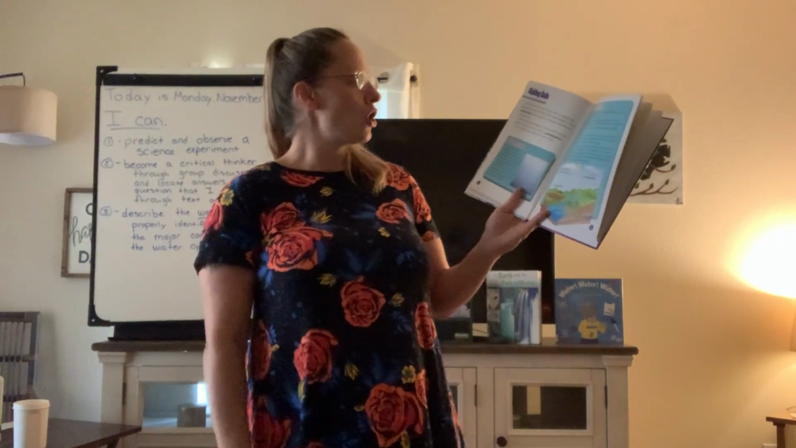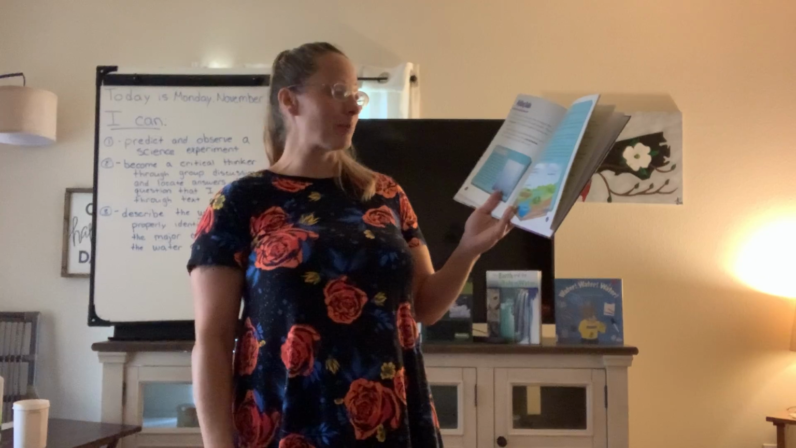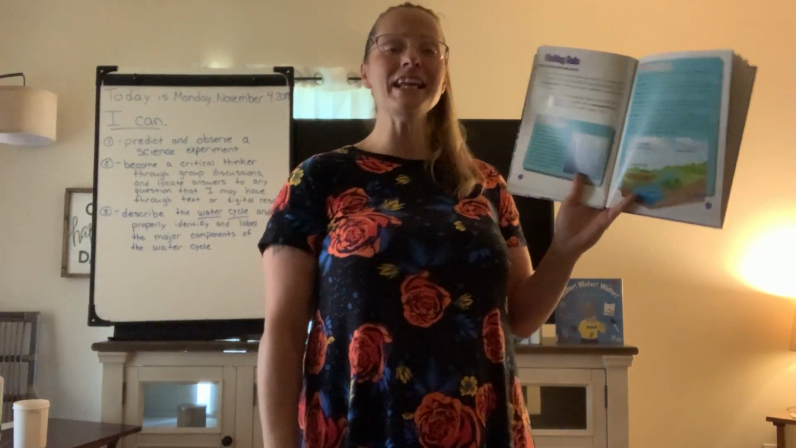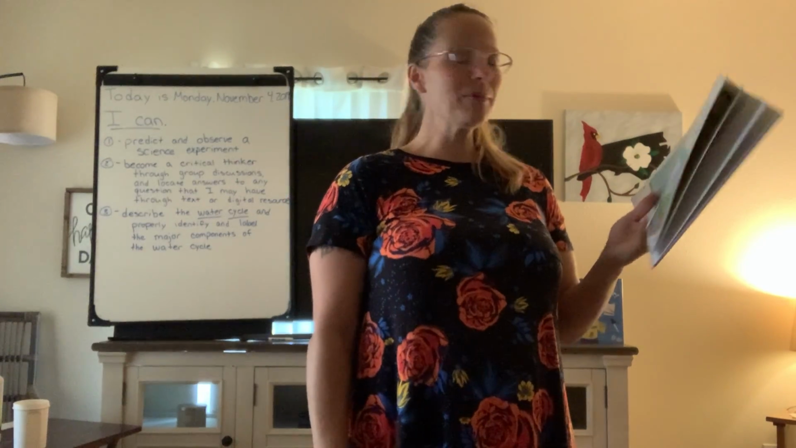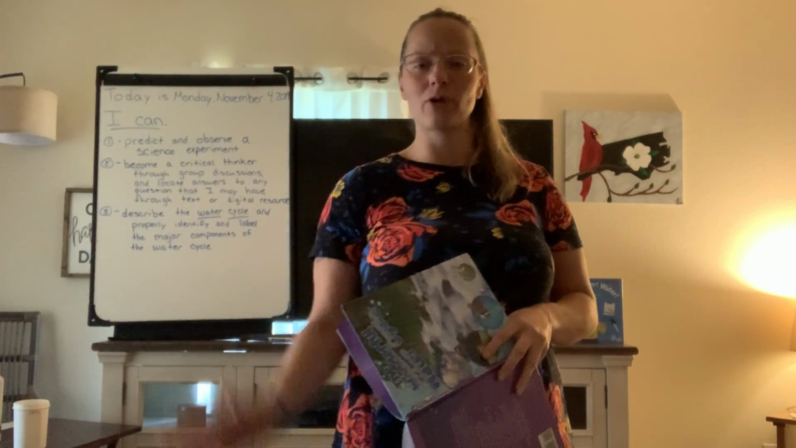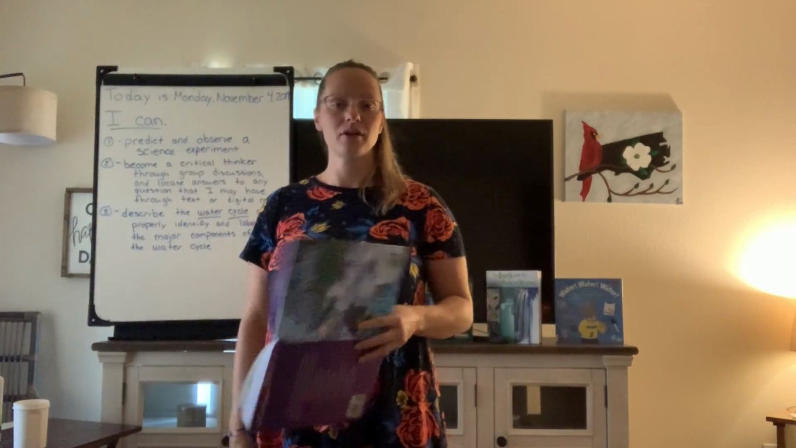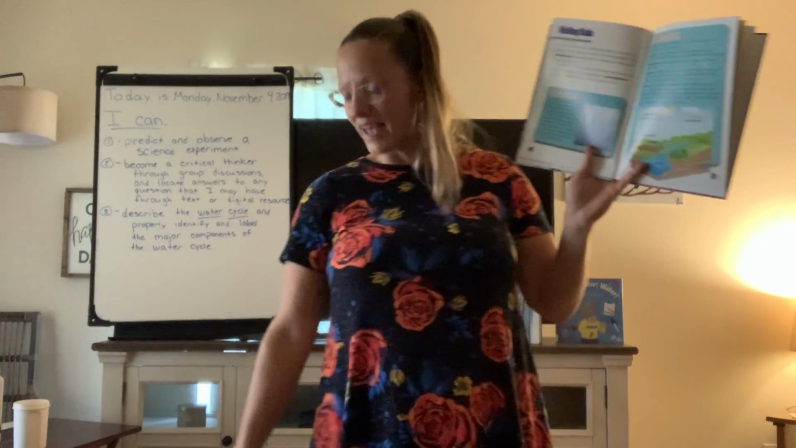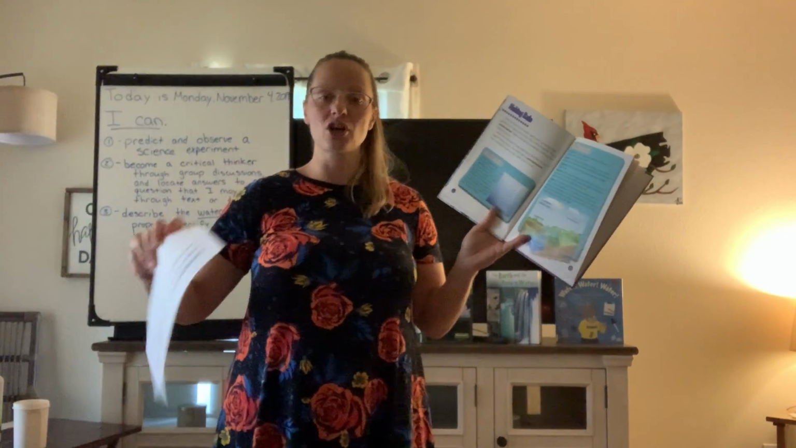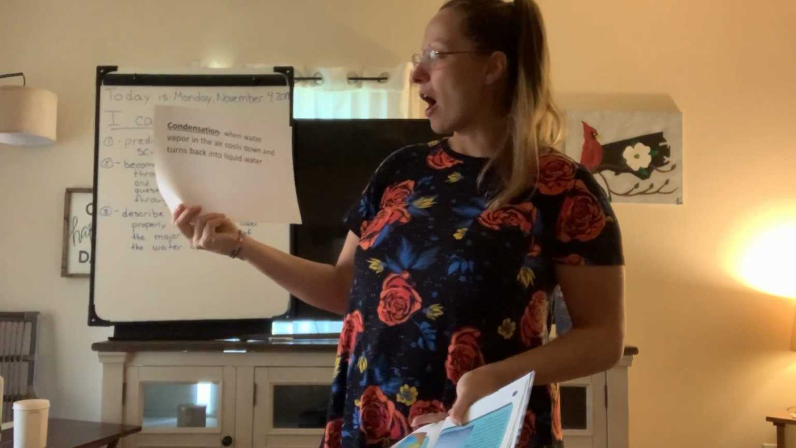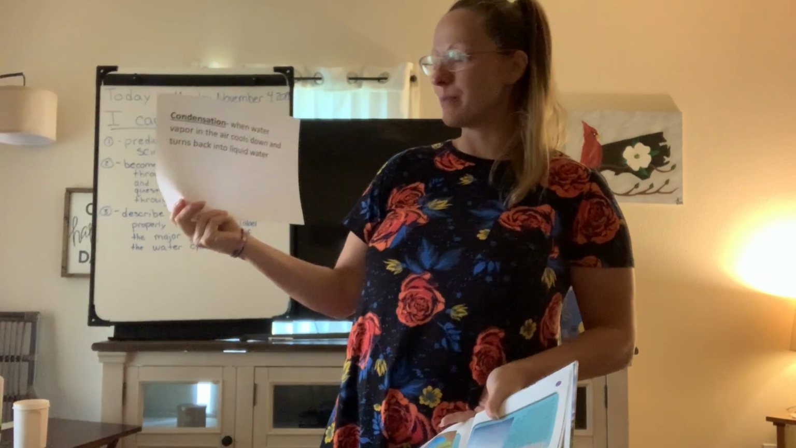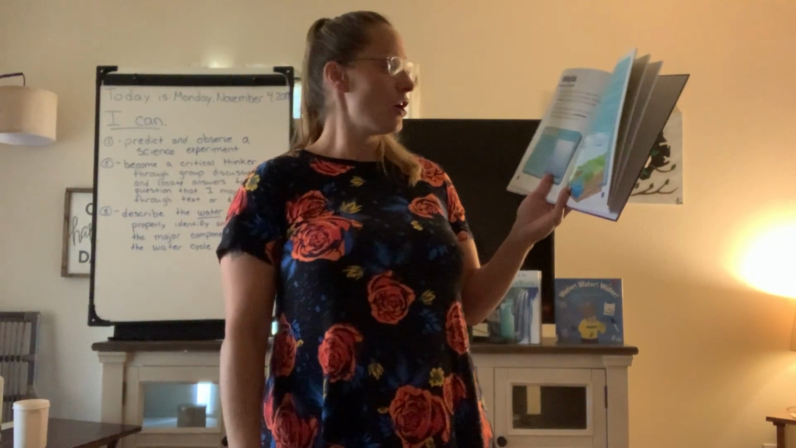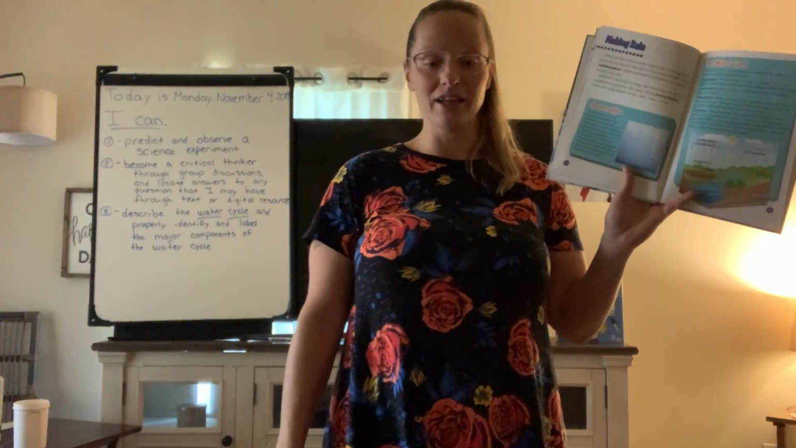Making rain. When air that's full of water vapor cools, it changes the gas back into a liquid in the form of tiny water droplets. Can anybody tell me what those tiny water droplets are before I go on? Raise your hand. That's right. This is condensation, and that's another one of our vocabulary words, condensation. When water vapor in the air cools down and turns back into liquid water. Water continues to condense, forming the clouds in our sky.